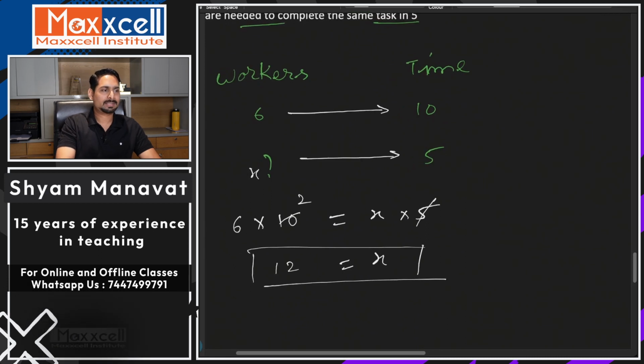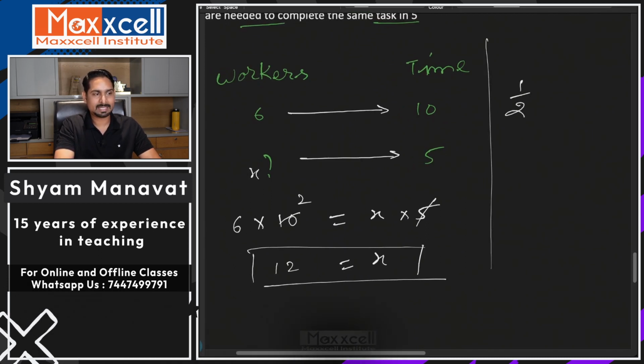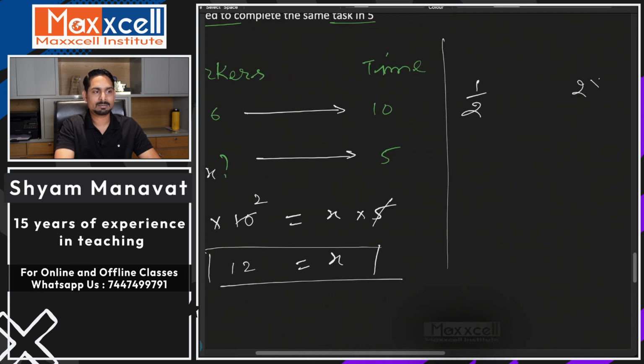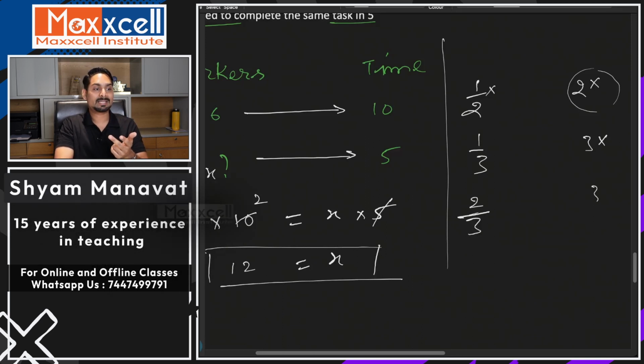Anyways, in inversely proportional, you can also understand that if the time is half, then the number of people required should be doubled. If time is 1/3, the number of people required should be 3 times. If time is 2/3, then the number of people required should be 3/2. Inverse. Okay, so I hope this part is also clear.